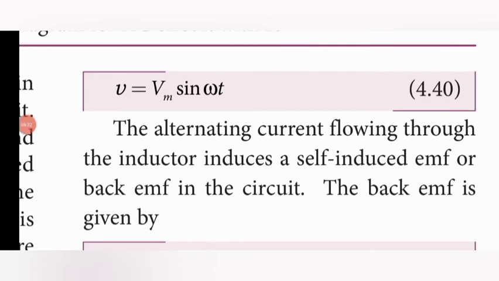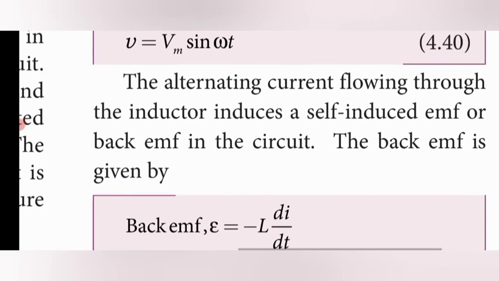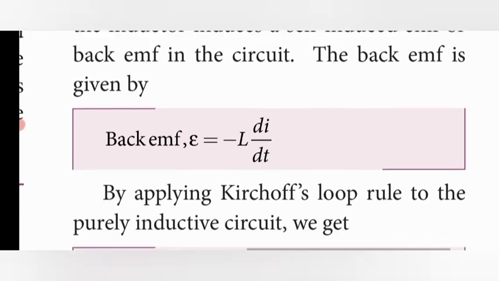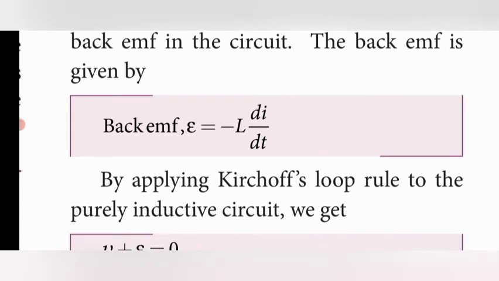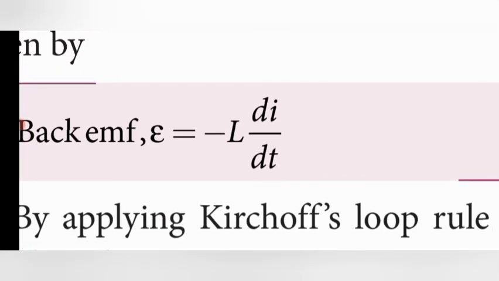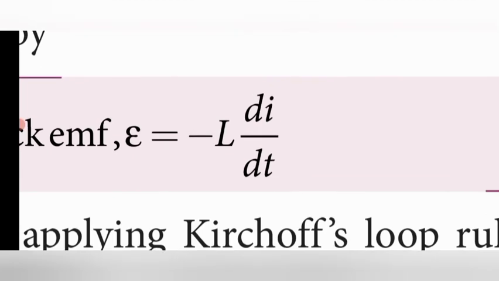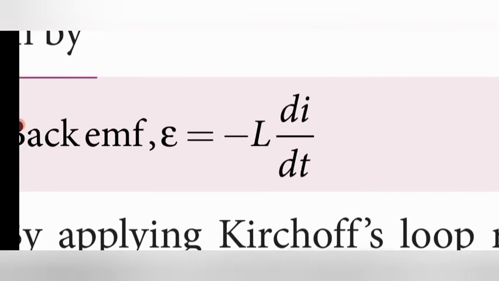Here the general form of the alternating voltage produced is V is equal to Vm sin omega t, and the alternating current also flows through this conductor. That produces self-induction, that is the back EMF in the circuit. That is the reverse value. That value is epsilon is equal to minus L di by dt. So this is the EMF produced because of the inductor.